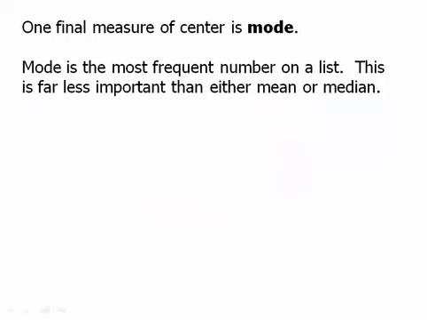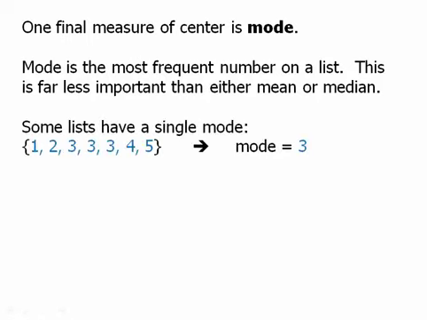One final measure of center is the mode. You often hear these 3 said together, mean, median, and mode. What's the mode? The mode is the most frequently appearing number on the list, the number that makes the greatest number of appearances. This is far less important than either the mean or the median, for a variety of reasons.